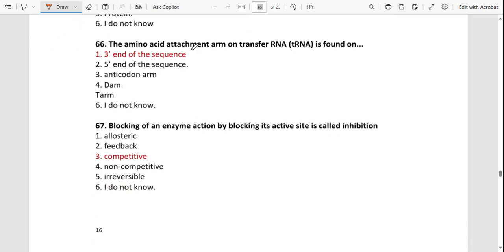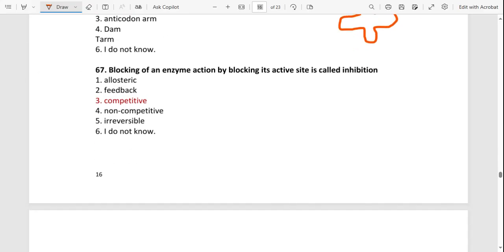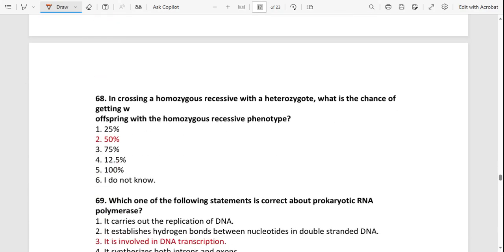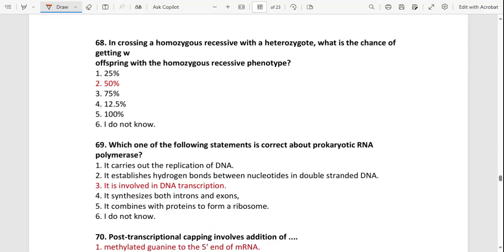66. The amino acid attachment arm on transfer RNA is found where? I've been showing this for a long time now. This is your tRNA. The 3' end, which has CCA actually, is where amino acids are attached. Blocking of an enzyme action by blocking its active site is called dash inhibition. So this is competitive inhibition. Non-competitive is where the inhibitor binds to the allosteric site.